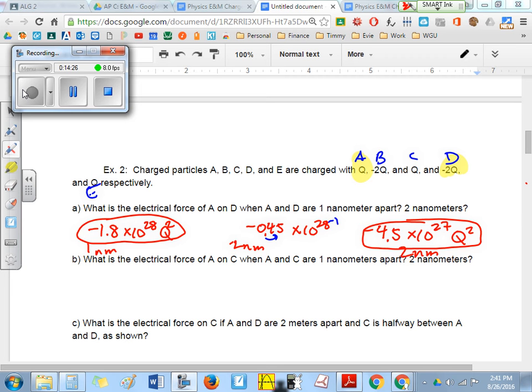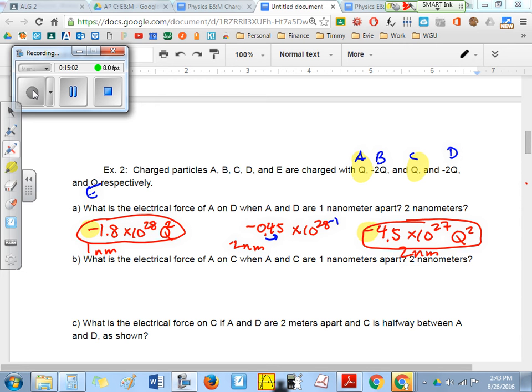Okay? All right. Now, what is the electrical force of A on C when A and C are 1 nanometer apart, 2 nanometers? This is the same exercise. The difference is, this time we're using charges A and C. So can you tell me one thing that will be different here? Okay, so yes, you'll have opposite signs from before. So these were negative, meaning there was an attractive force. This is a repulsive force. You have 2 positive charges repelling each other.